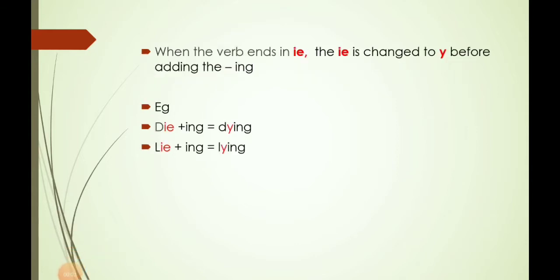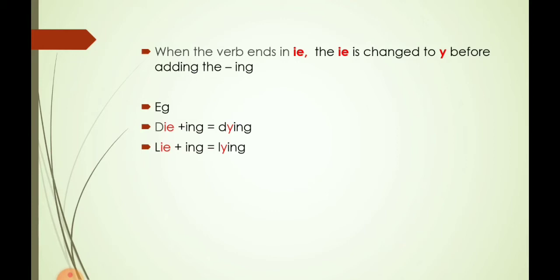And let's see another case. When the verb ends in ie, the ie is changed to y before adding the ing. So when the verb ends in ie, we will change the ie to y. Example, die. The spelling is D-I-E. Before adding ing to the word, we will substitute the ie to y. Thus, it becomes dying, spelling D-Y-I-N-G.